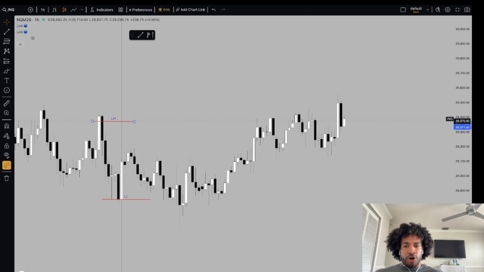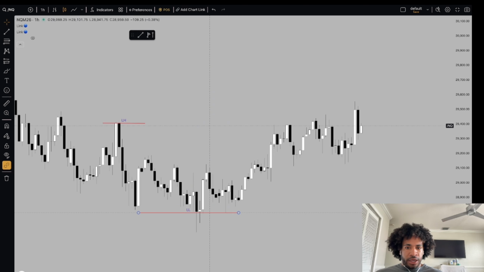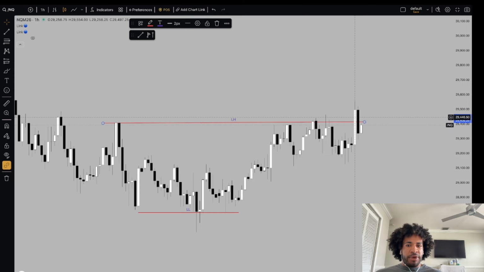No, that's just market structure. That's just the market building some structure. As long as we keep getting candles that close below, we are what? Bearish. When do we become bullish? We become bullish once we get a candle that closes above this range here. So this candle here would make us be considered bullish now.